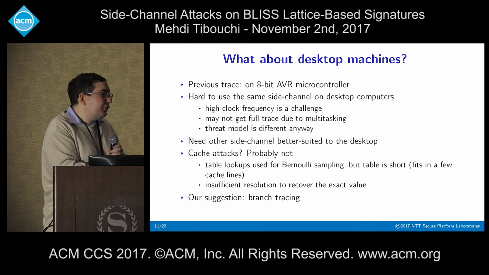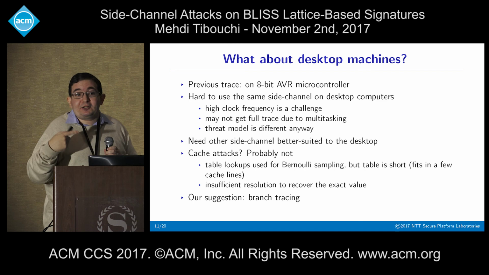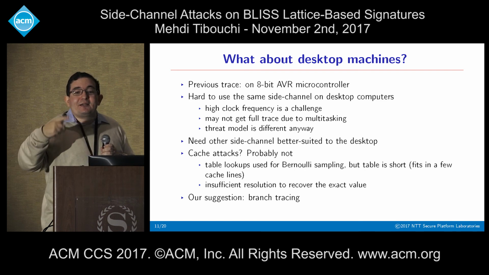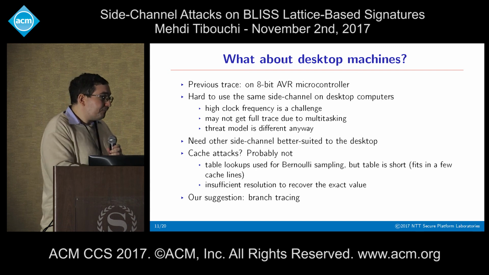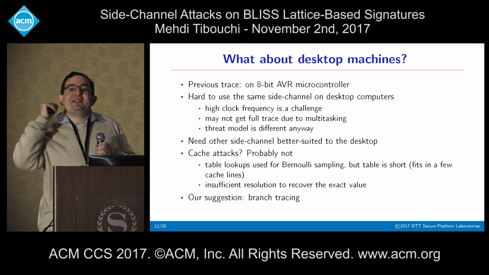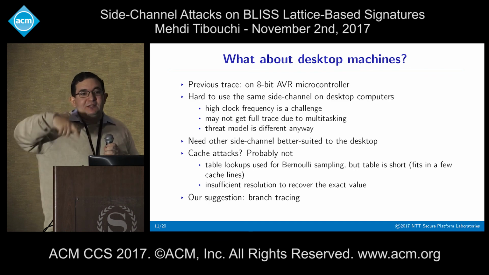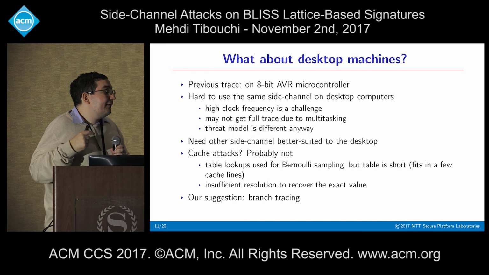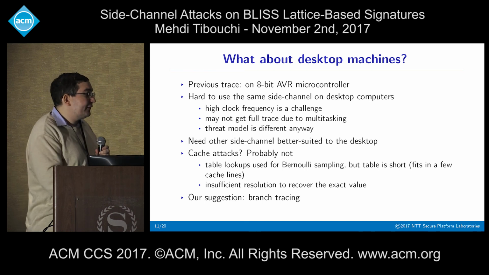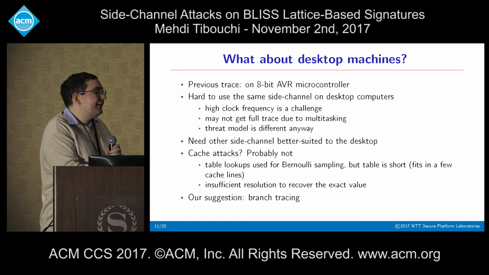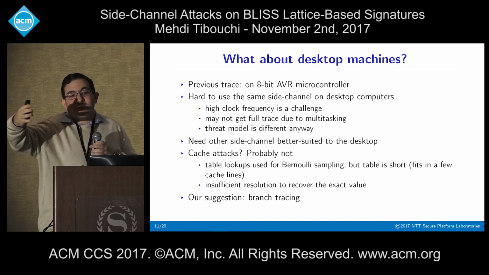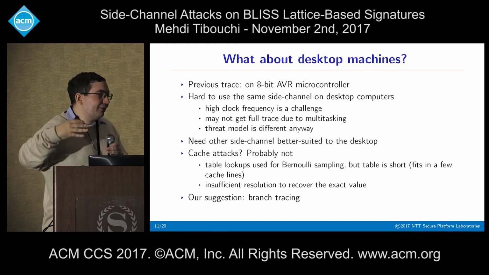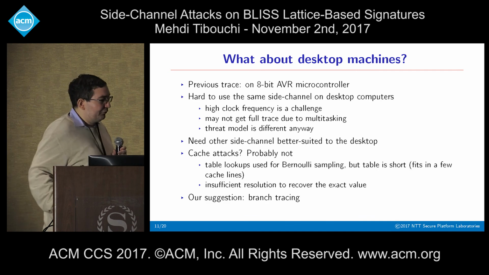Basically, in the previous talk, the same Bernoulli sampling was targeted, but the attack required a relatively small resolution, basically knowing whether there is a 1 at some point or not at all. For us, we really need to recover the exact value of the input of this sample Bernoulli X function. Because of that, it's probably difficult to do it with cache attacks, especially since the table lookups involved in this algorithm involve tables which are small, so they fit in only a few cache lines. So it's probably difficult to do that.